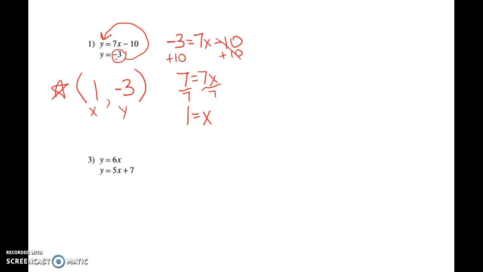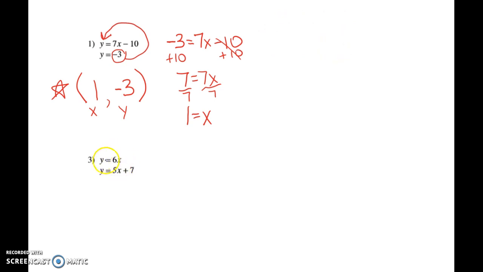Okay, and we'll talk about checking more later because it's super important. But if I take this x of 1 and plug it in here, 7 times 1 is 7, minus 10 would be -3. Is y -3? You betcha. So we're correct. All right, let's go on. You're going to come back later and do work number 2. It looks very similar to this one.